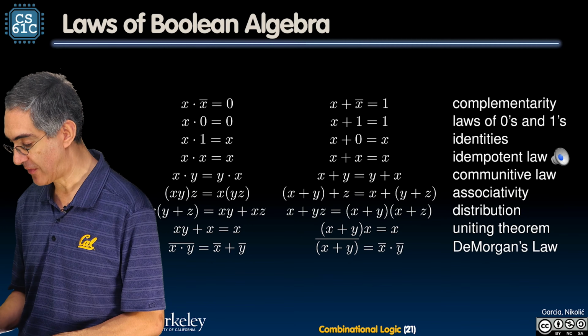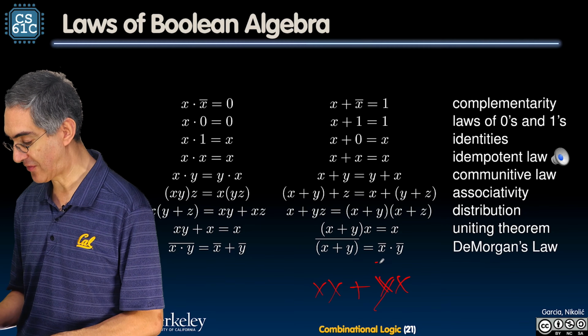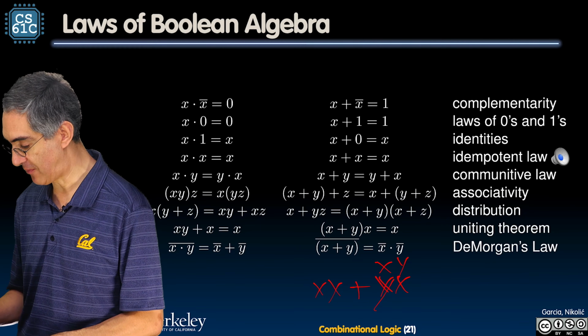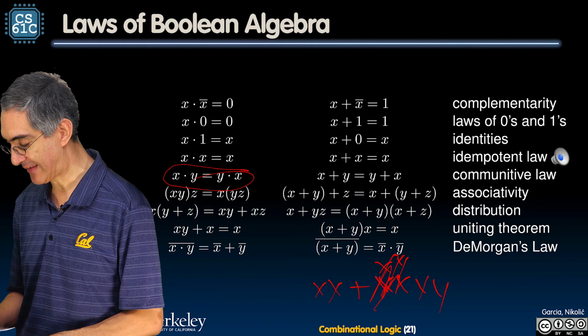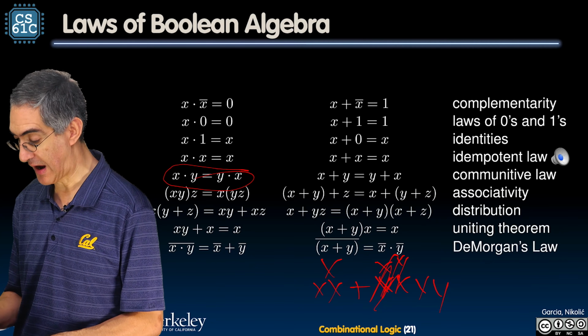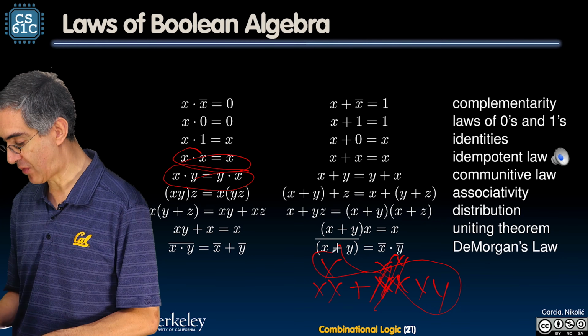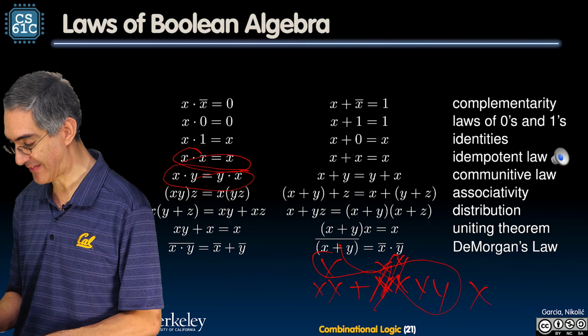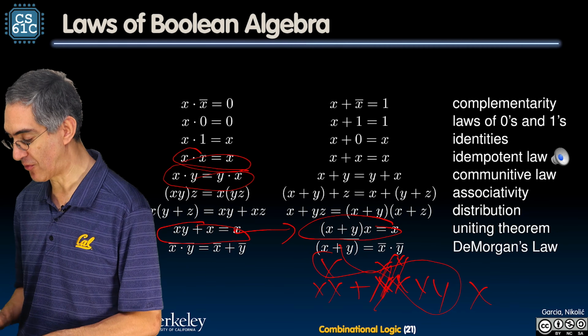Let's distribute this out. This becomes XX or XY. Actually becomes YX. I do this right. Well, YX is the same as XY. That's this term. That's the commutative law here. Okay, so I got that away. This becomes XY. XX becomes X. What's that? Idempotent. And X or XY is just X. That's this guy. That's the uniting theorem. Therefore, this kind of is used to prove that guy.